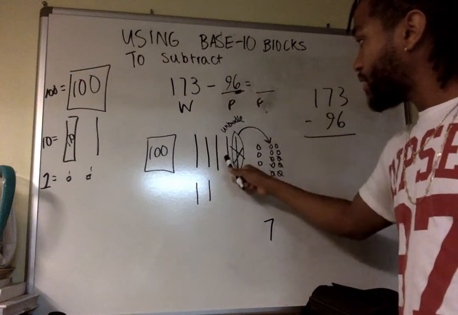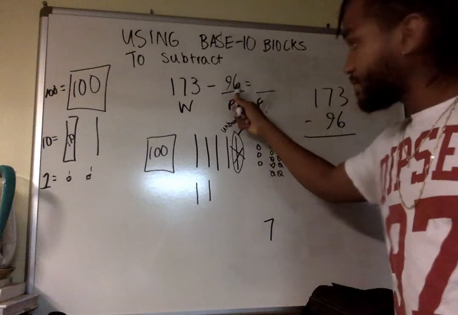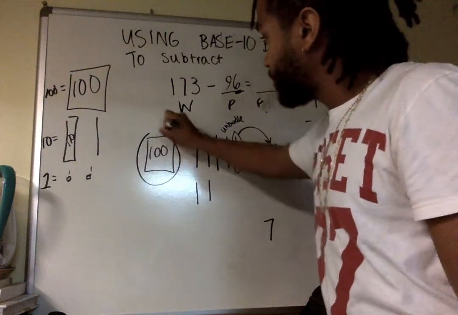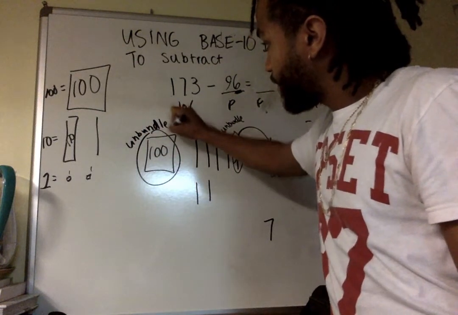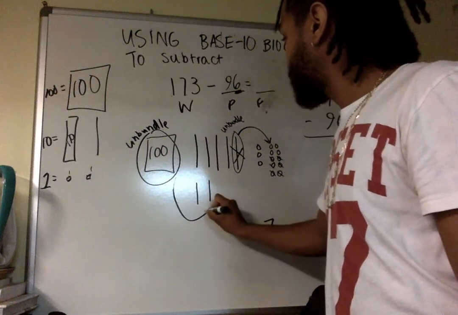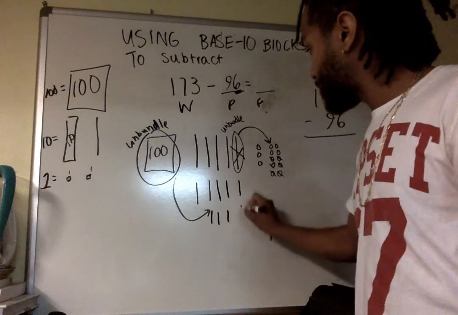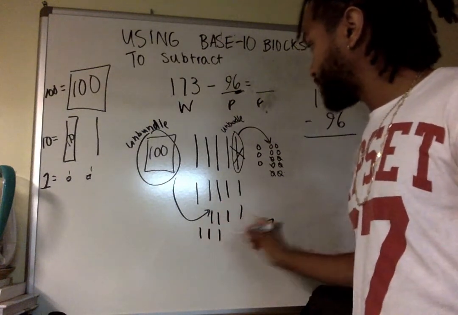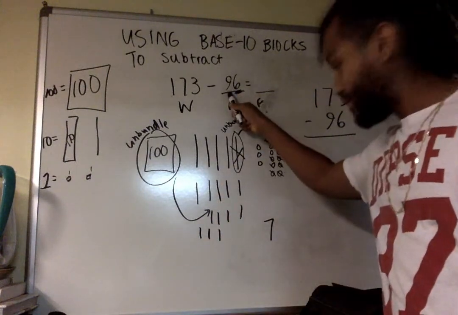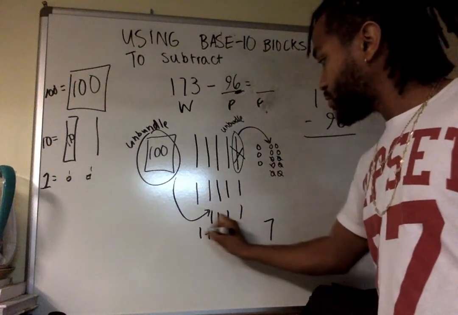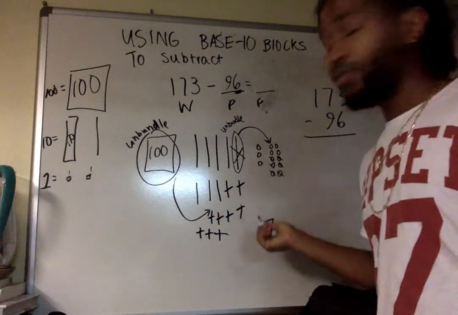to subtract. I only have 1, 2, 3, 4, 5, 6 10s. So I can't take away 9 10s. What I do is unbundle this 100. Unbundle. And I'm going to turn it into 10 10s. So 1, 2, 3, 4, 5, 6, 7, 8, 9, 10. Cool. Now I have enough 10s to take away 9 10s. 1, 2, 3, 4, 5, 6, 7, 8, 9. What am I left with?